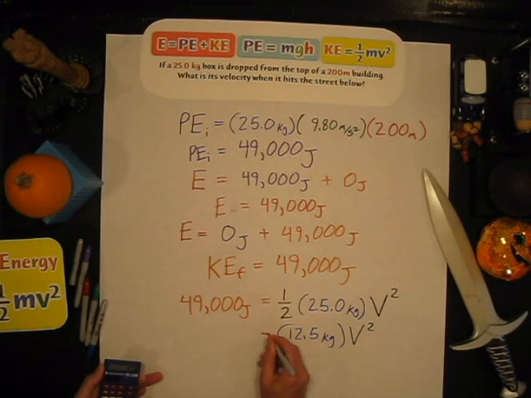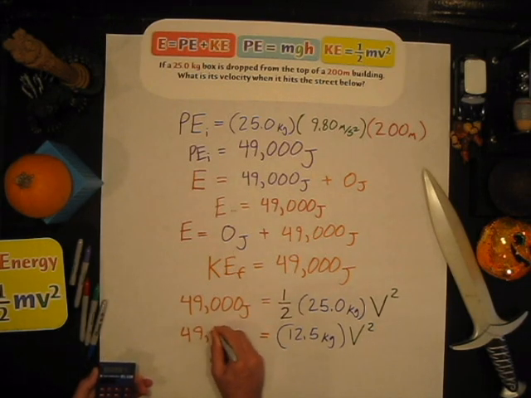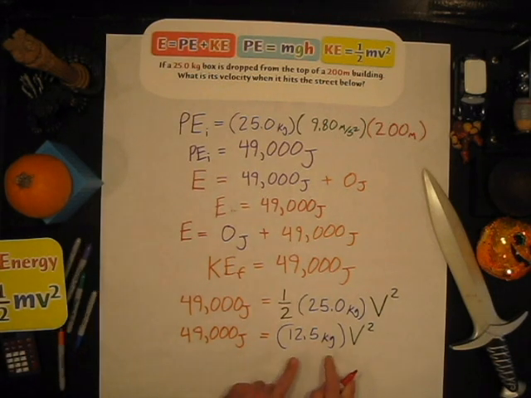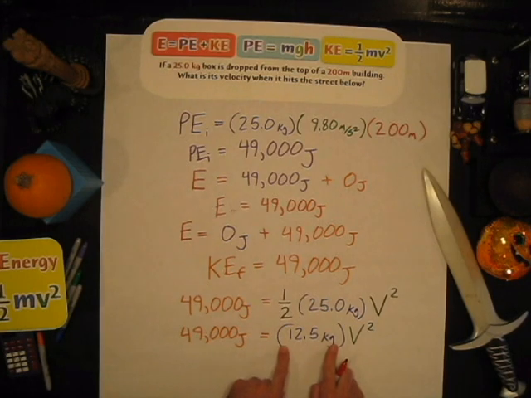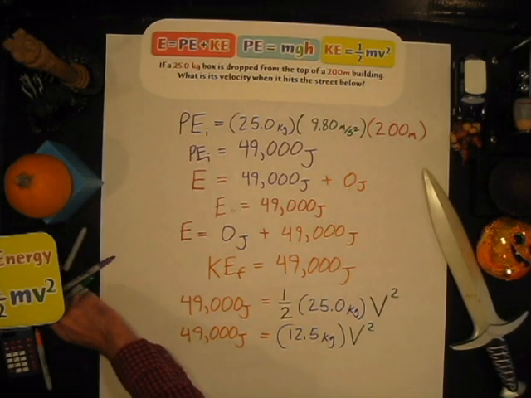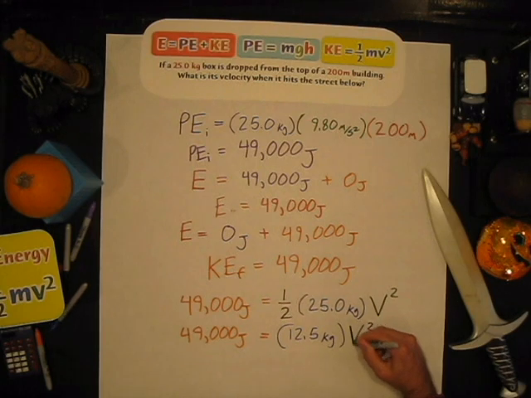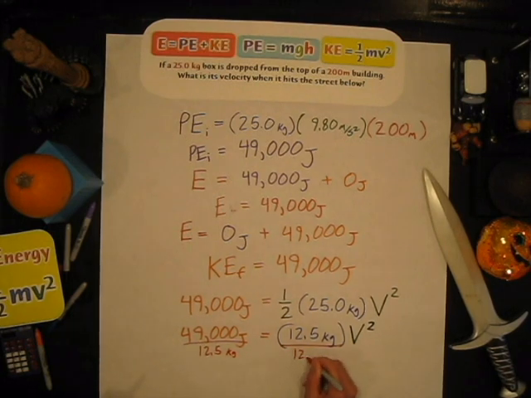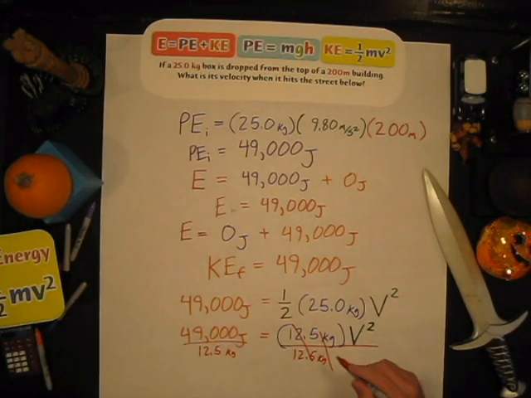Okay. So then, of course, that is still equal to the 49,000 joules. And then what I'm going to do is divide both sides by 12.5 kilograms, because we've got to isolate our variable. We've got to get it alone. And the first thing we have to do is get rid of this. So I'll just write it here. 12.5 kg divided by 12.5 kg. I guess this actually goes under both of them. And then, of course, the number cancels, the unit cancels here.